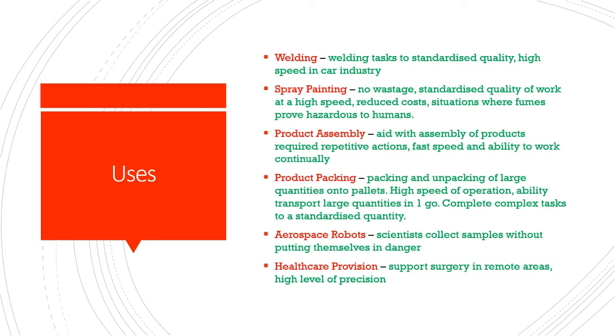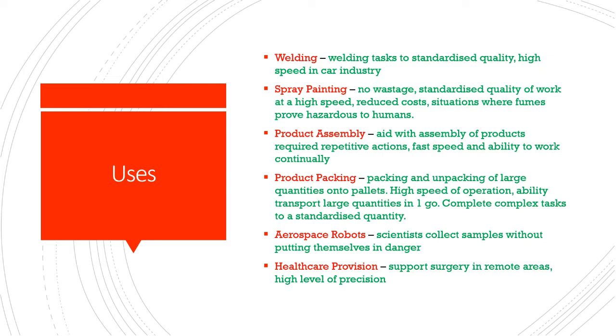So the different uses of it then. What can you use robots for? Well, these are just some of the things you can use them for, and these are the most likely things that you'll need to know. So welding tasks can come to a standardized quality, and this is usually at a very high speed in the car industry using robots. Spray painting, because there's no wastage and the standardized quality of work will be at a high speed as well. You'll also reduce your costs, and you'll allow robots to do it in situations where the fumes are proven hazardous to humans.